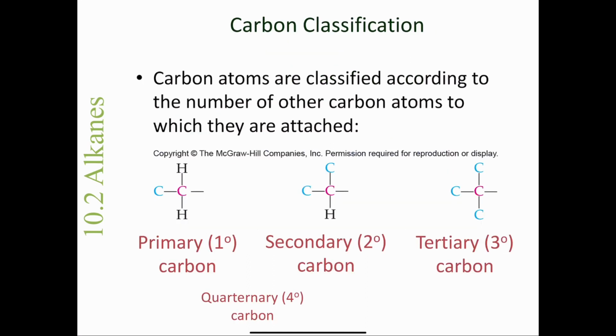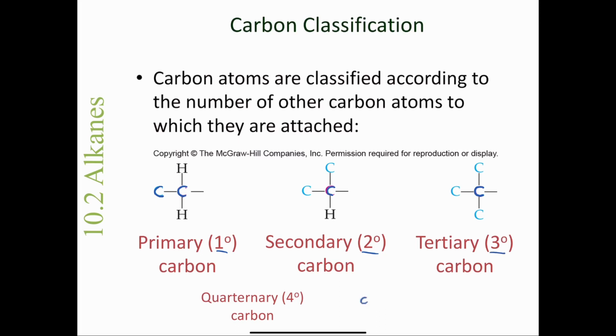Carbons can be classified according to the number of other carbon atoms to which they are attached. If we take a look at all of these carbons highlighted in pink here, you can see the first one is attached to one carbon and everything else is not a carbon. We call that a primary carbon. If it's attached to two carbons, we call that a secondary carbon. You can probably guess, if it's attached to three, we call it a tertiary carbon.